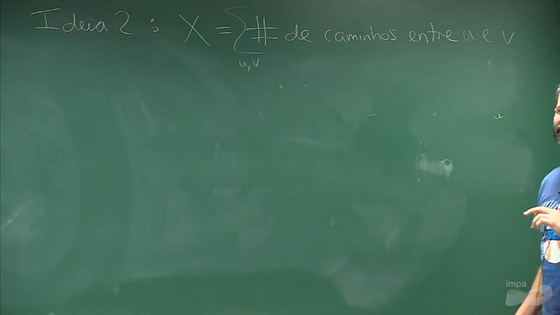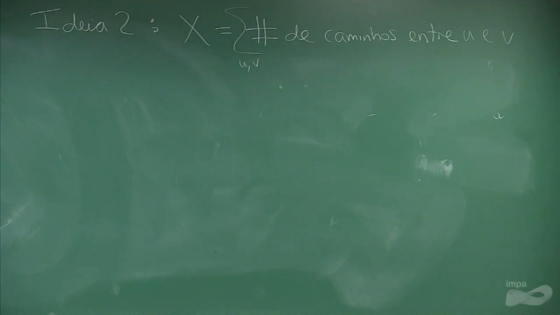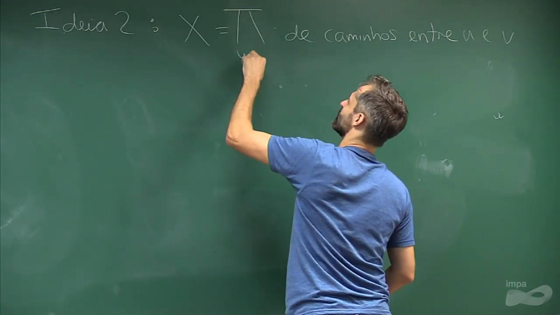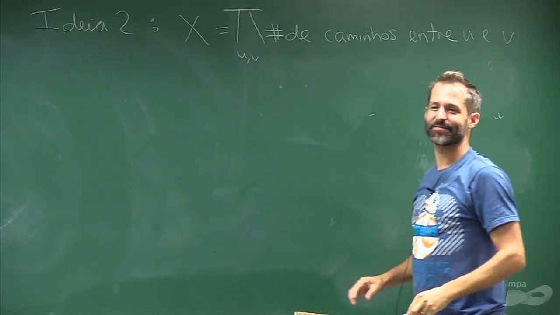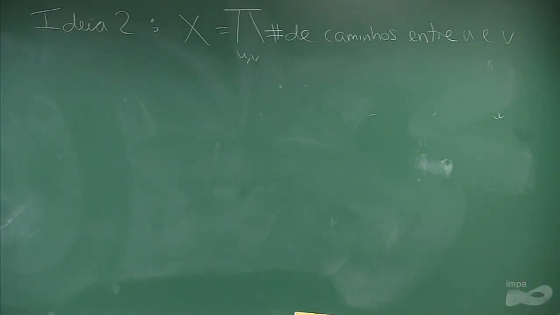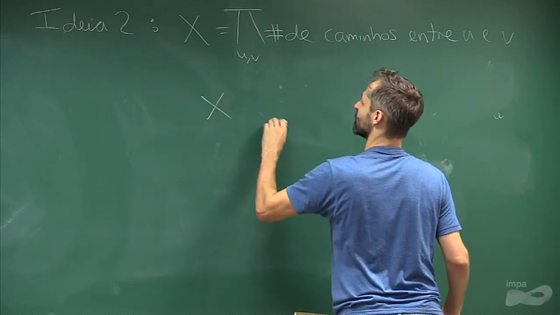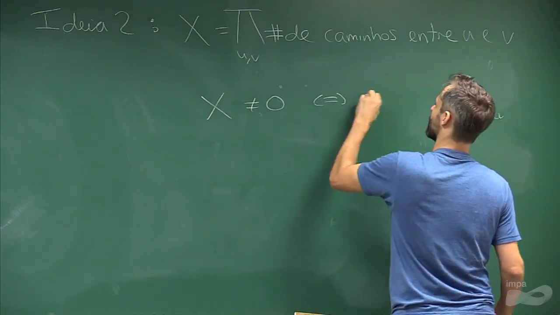Yeah. If there's zero paths... so if it's connected, then you know that between each pair there's at least one. How is the sum going to tell you that? Maybe the product, right? The product over u and v of the number of paths. So if there exists u and v which is disconnected, this product is 0, otherwise it's not. Okay. So x is at least 1, non-zero, if and only if connected.